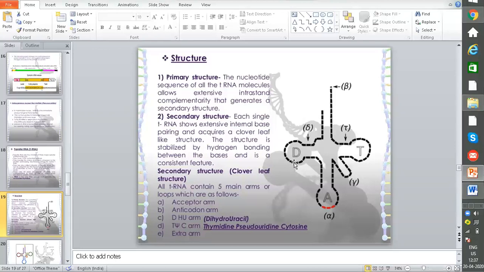The next arm is called the D arm, on the left hand side, and the right hand side arm is called the T arm, which has thymidine, pseudouridine, and cytosine. And this is the extra arm, also called the variable arm.